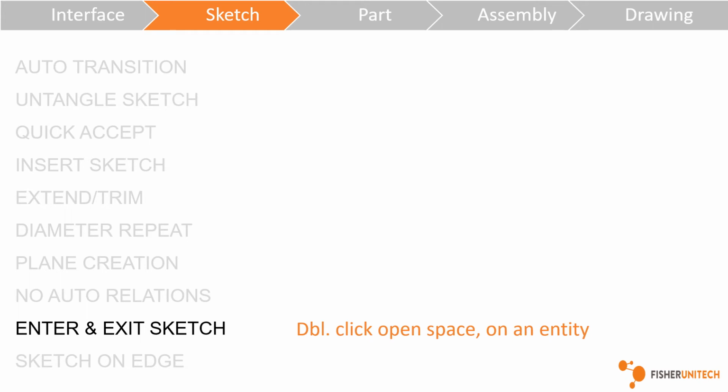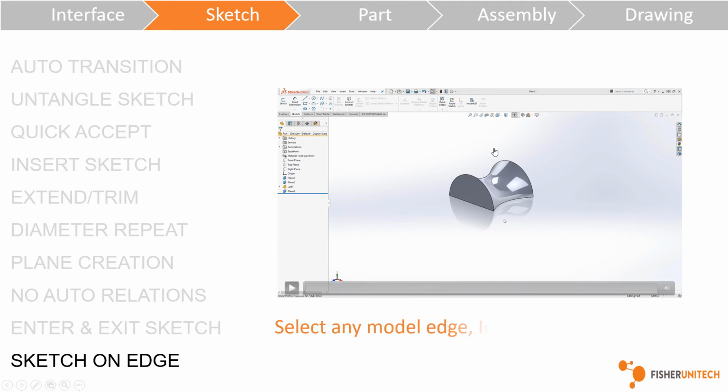Just another quick thing. If you're entering or exiting any sketches, you can do so by just double-clicking on an entity that's part of it. So if I wanted to get into a sketch, I could just double-click on a sketch entity and it'll shoot me straight into it. If I want to get out, I can just double-click off in space, right? It's going to take me out.